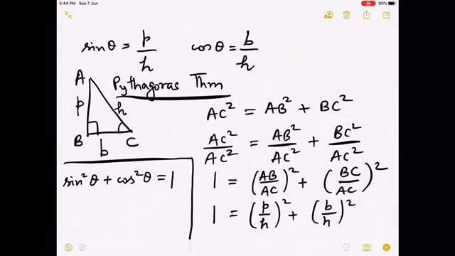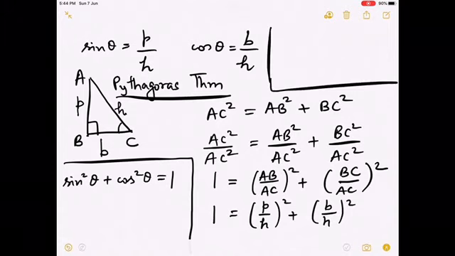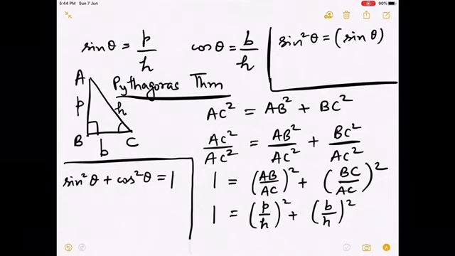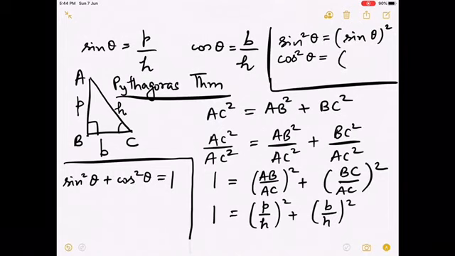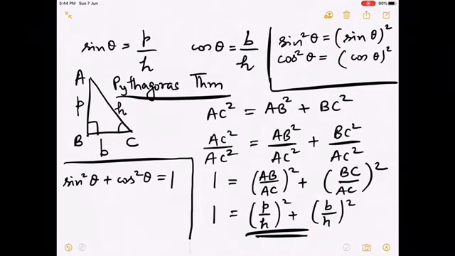Now what is sin square theta? Sin square theta is nothing but sin theta whole square. We don't use the notation sin theta whole square; instead we write sin square theta, and that goes for all the 6 trigonometric ratios. So cos square theta basically means cos theta whole square. So this becomes sin theta whole square plus cos theta whole square is equal to 1, which we write as sin square theta plus cos square theta is equal to 1.